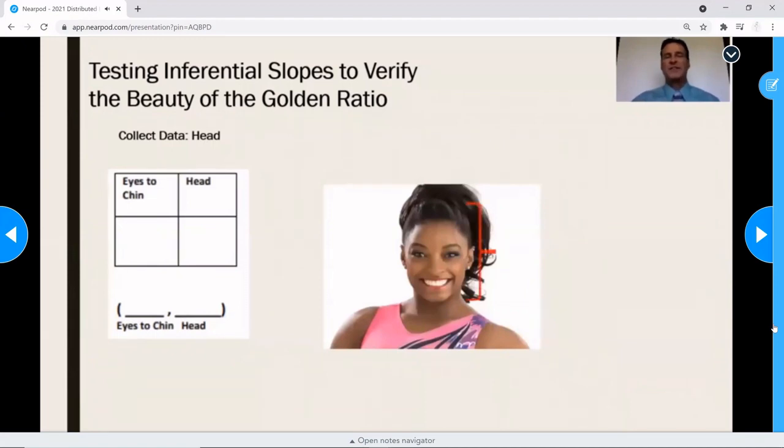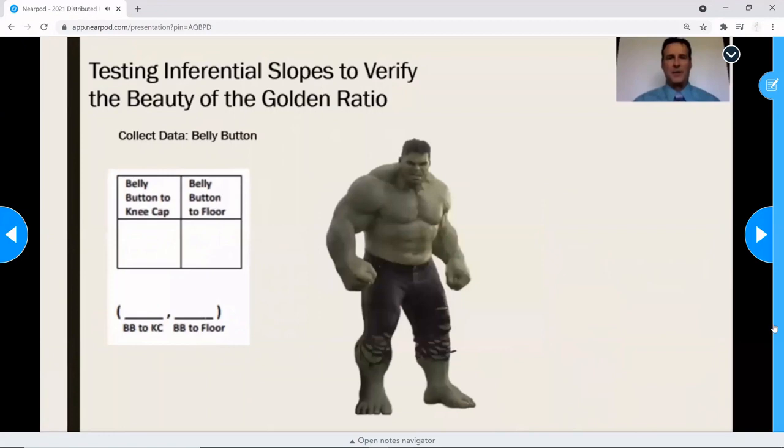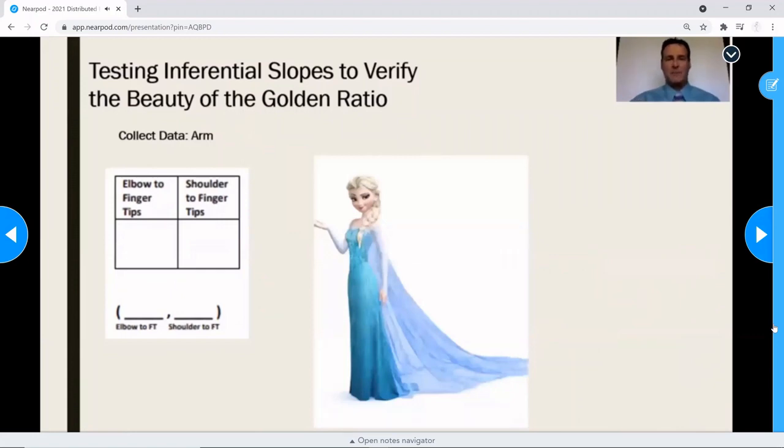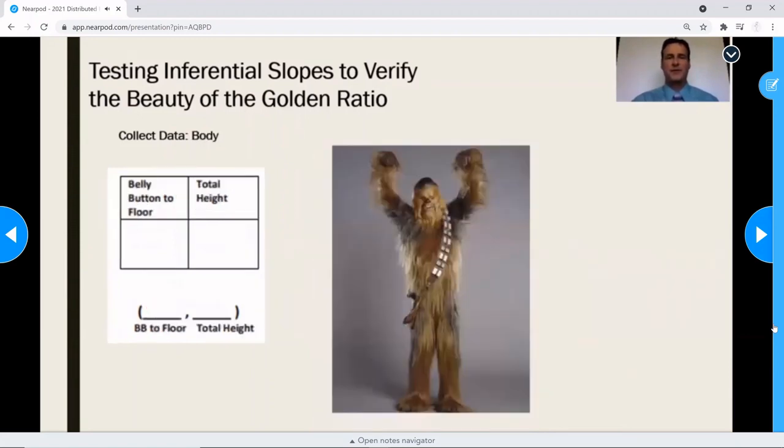We're going to do head length versus top of the eyes to the chin, and create an ordered pair. That will go in my next row for L1 and L2 in my emulator. Then one for Hulk's math: belly button to the floor, and belly button to the kneecap. Create some ordered pairs, put those in L1 and L2. Arm, which means shoulder to fingertips versus elbow to fingertips. We'll eventually store those in our graphing calculators for L1 and L2. And then finally, entire length, the height versus belly button to the floor. Assume Wookiees have a belly button. Create some measurements in centimeters as ordered pairs.